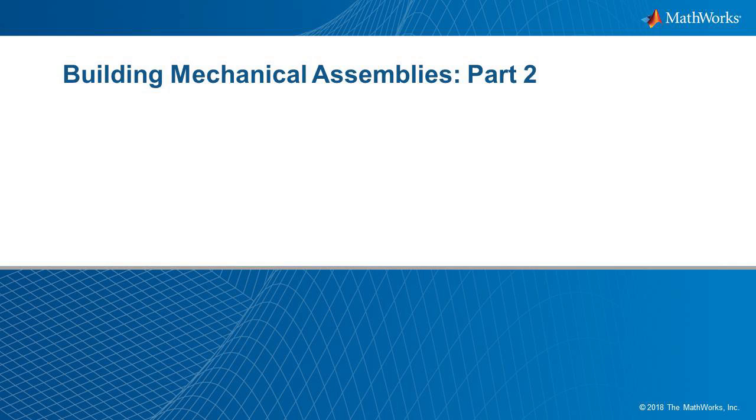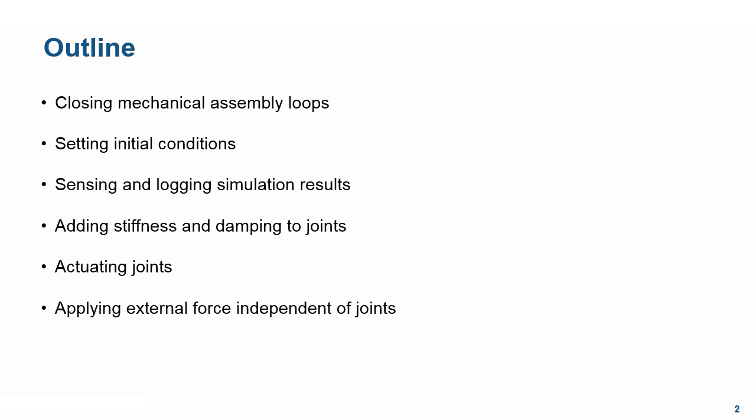In this video, we are going to continue talking about building mechanical assemblies. Specifically, we will talk about how to close mechanical assembly loops, set initial conditions for mechanical configurations, sense and log simulation results, add internal mechanics to joints such as stiffness and damping, actuate joints, and apply external force on parts. A simplified suspension system undergoing a force test is used to explain the various concepts.